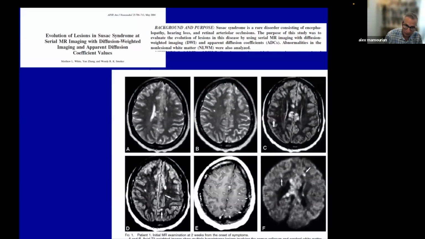You can see it's reported to form these round lesions in the corpus callosum. But the important thing here is the clinical symptoms. These patients will often have hearing loss, but oftentimes they present with retinal arteriolar occlusion. So the imaging features should be correlated with the clinical history before attempting to establish that diagnosis. But be aware, it is a mimic in appearance for multiple sclerosis.